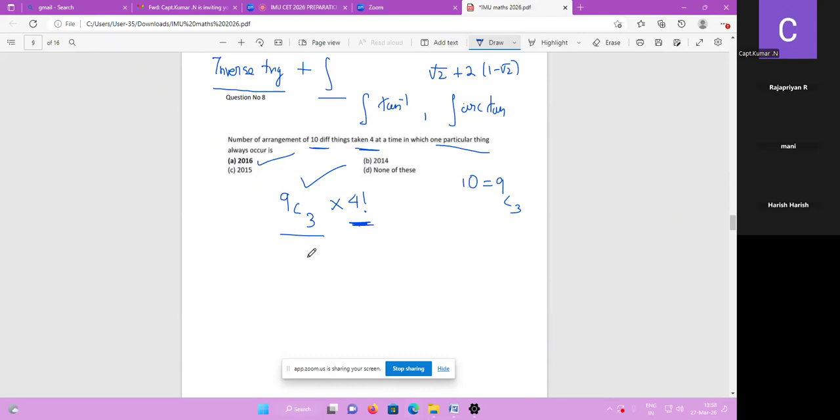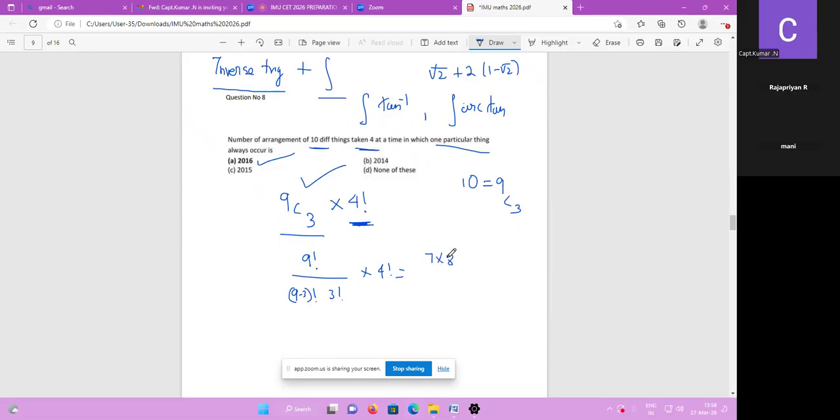Maybe I can do it this way: 9 factorial divided by (9 minus 3) factorial, times 3 factorial into 4 factorial. 9 minus 3 is 6 factorial. On top, I have 7, 8, 9 into 4 factorial divided by 3 factorial. These 3 and 4 factorials get cancelled, and I only have 4. You multiply this and you will get 2060. Okay, a small simple multiplication, so you do that.